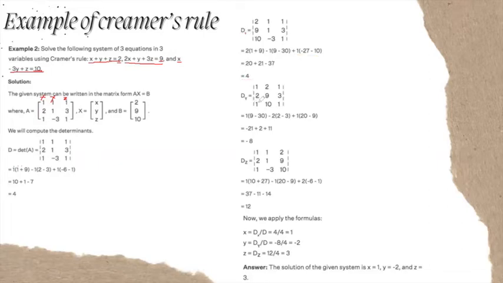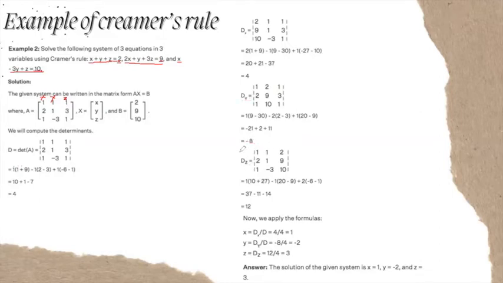The same goes for dy. If you want to look for dy, we have to replace the coefficient of y with the numbers in b form, which are 2, 9, and 10. It would be 1 times 9 minus 30, minus 2 times 2 minus 3, plus 1 times 20 minus 2, 9, equals negative 21 plus 2 plus 11 equals negative 8. So dy is negative 8.